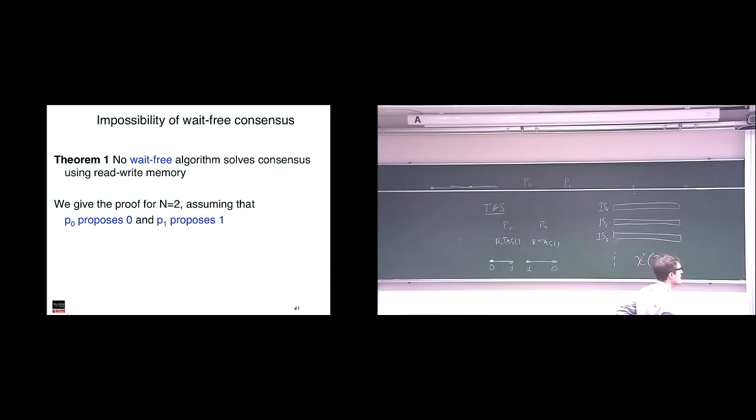And we will convince ourselves that these two processes cannot solve consensus. How do we do this? We use this iterated immediate snapshot memory, because we already showed that it is equivalent to read-write, and if you want to show that something is impossible in read-write, it's enough to show that it's impossible in the iterated immediate snapshot memory. And for two processes, it's easy. You have layers of two-position arrays, and in every layer each process writes to its position and reads the register of the other.